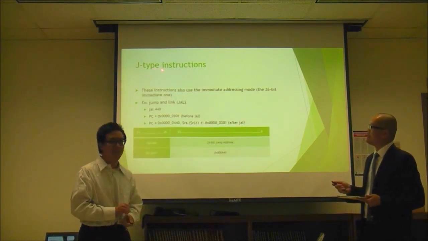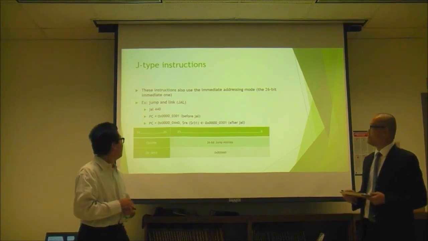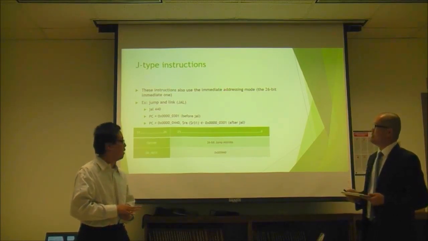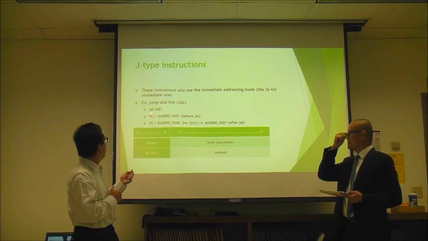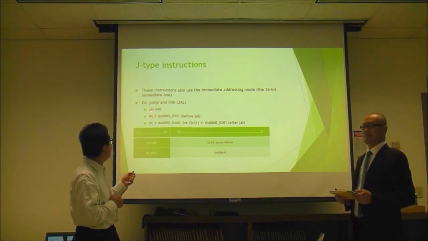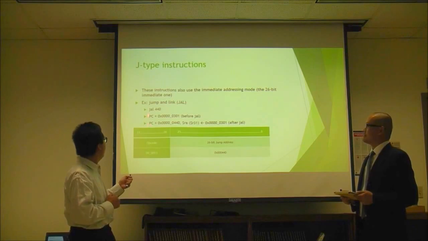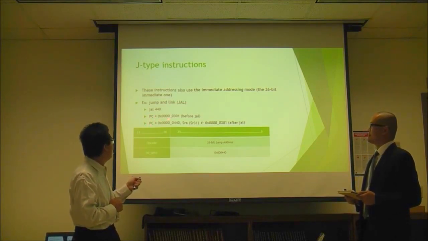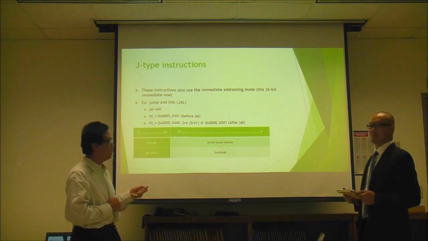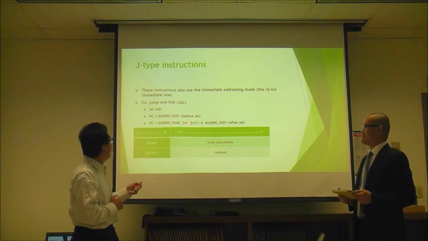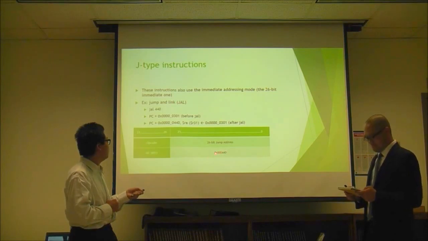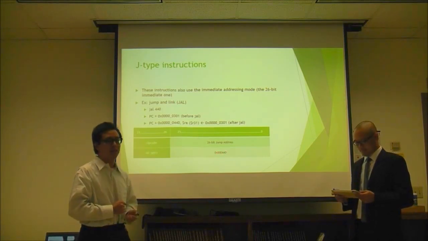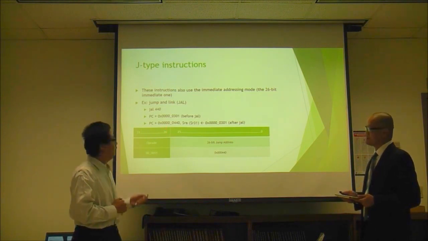And finally, we're going to look at the JTAP instructions. These instructions also use the immediate addressing mode, the 26-bit immediate one, and the example we have right here is jump and link. Let us assume that the instruction is jump and link 440, and that the program counter currently has the value 301 before the jump and link. We will store that program counter value 301 into the return address register 31, and then the program counter will have this 26-bit jump address 440, and also with those 2 zeros at the end. So it really would not be 440.